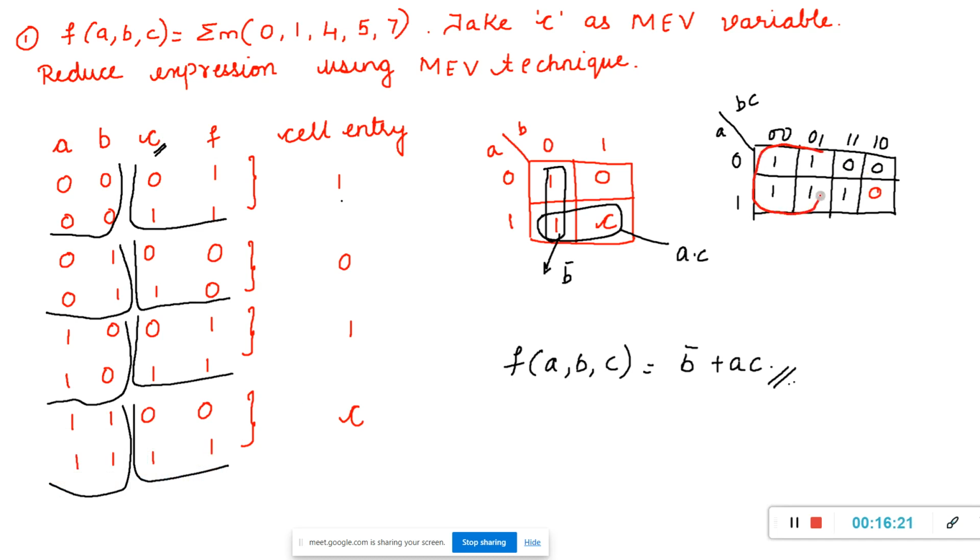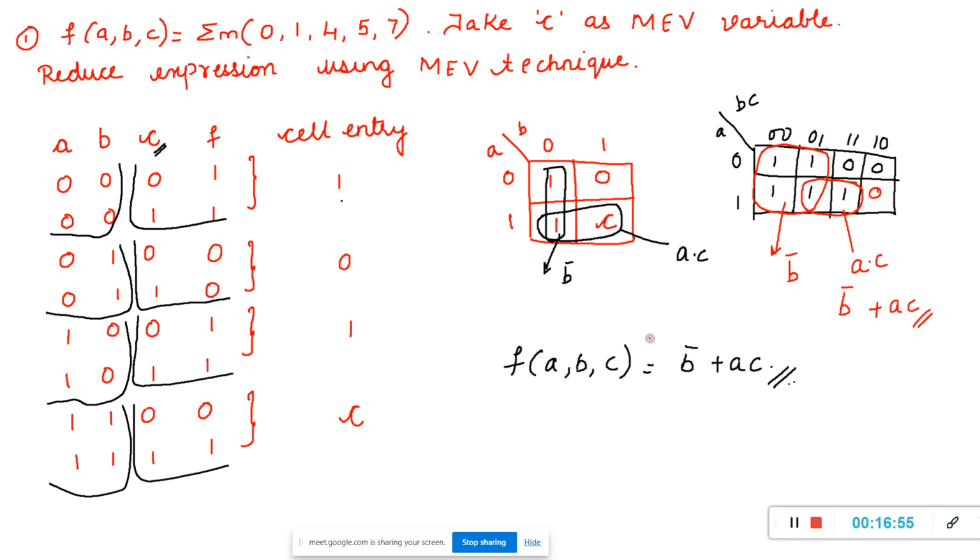Now here I will get a quad and here I will get a pair. Okay, so this one quad, what I will get, A gets deleted, here I will get B bar. Here pair, what I will get, here this is A and here I will get C. So this also I got B bar plus AC. So B bar plus AC, and here using 3 variable K-map also I got B bar plus AC.